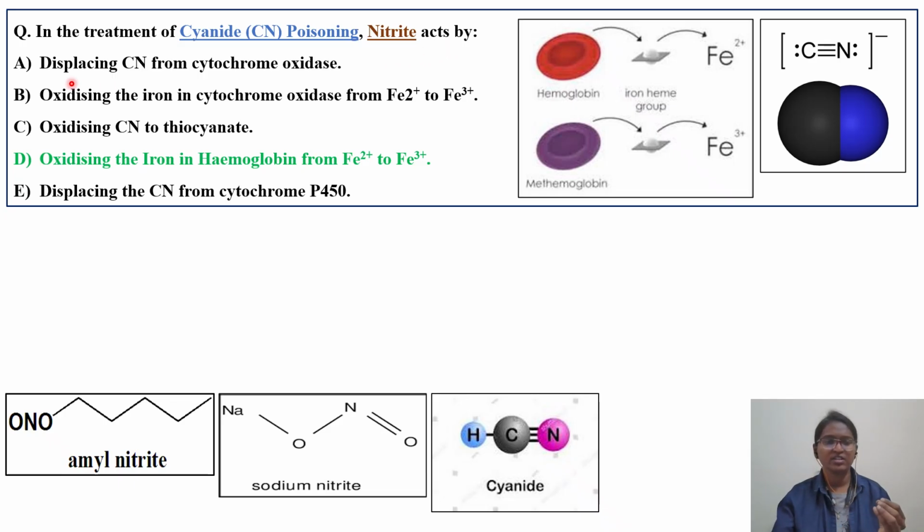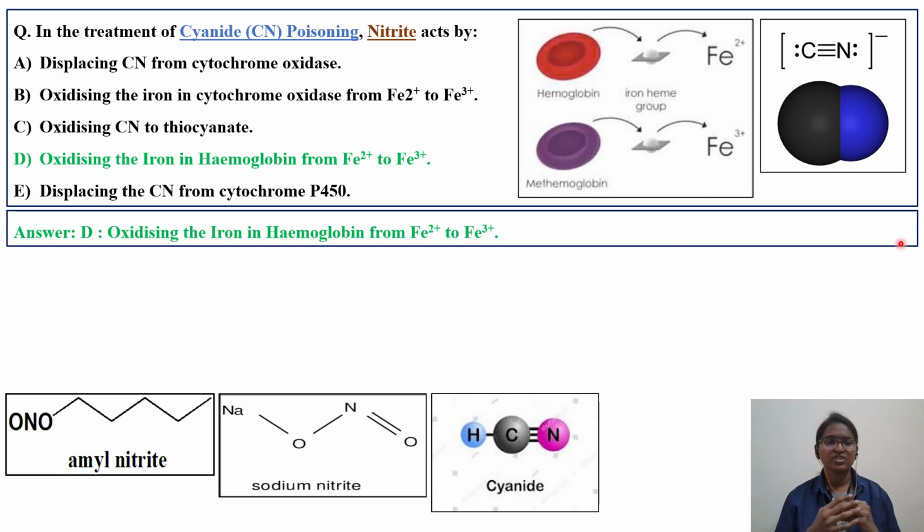Option A is displacing cyanide from cytochrome oxidase. Option B is oxidizing the iron in cytochrome oxidase from Fe+2 to Fe+3. So iron exists in the ferrous state, Fe+2, as well as the ferric state, Fe+3. Option C is oxidizing cyanide to thiocyanate. Option D is oxidizing the iron in hemoglobin from Fe+2 to Fe+3. Option E is displacing cyanide from cytochrome P450. The right answer, in green text, is option D, that is oxidizing the iron in hemoglobin from Fe+2 to Fe+3.